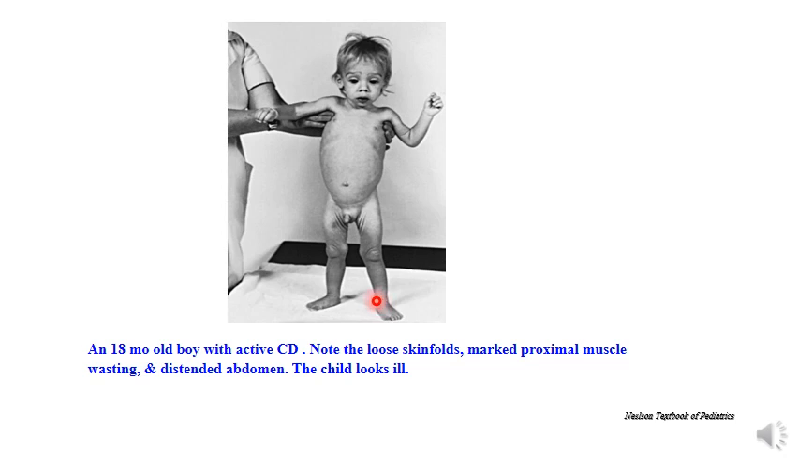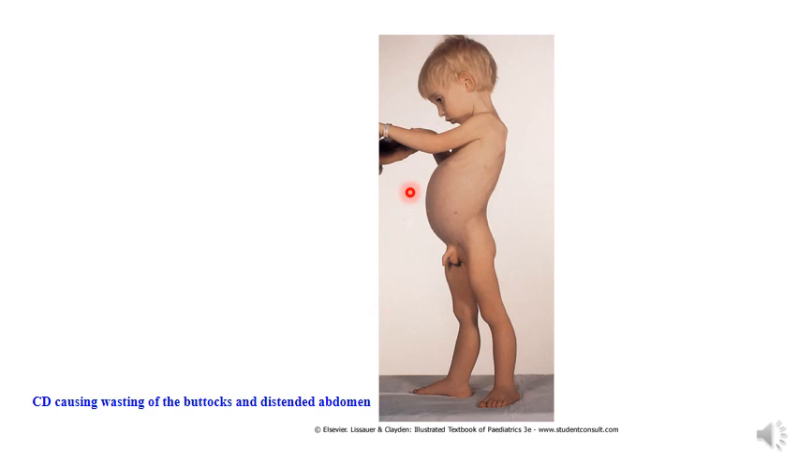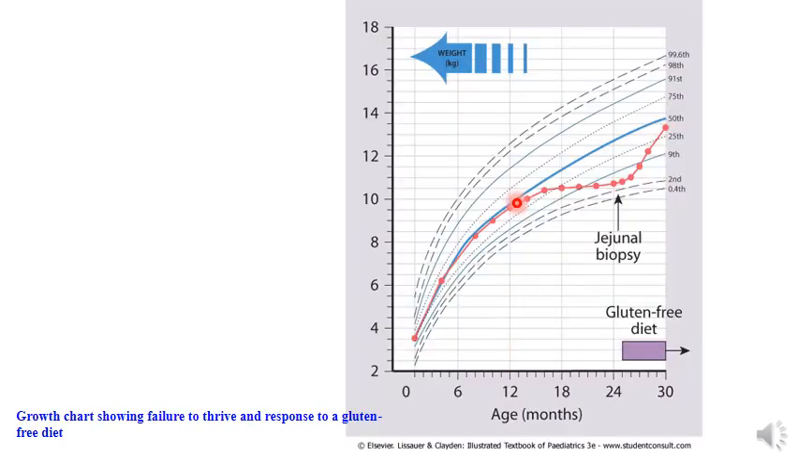The child looks ill. Here's another child with celiac disease. There is abdominal distension, wasting, prominent ribs, thin hair, loss of subcutaneous fat because of malabsorption. Here is a growth chart of a child with celiac disease, and this is always below the median. So at age of 14 or 15 months, the child starts to have stationary growth, then starts to decrease.